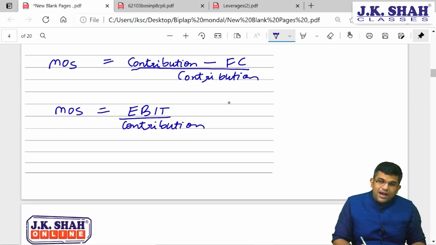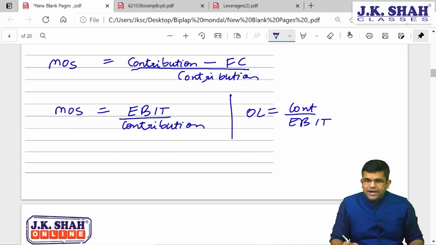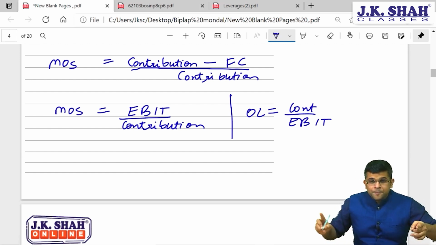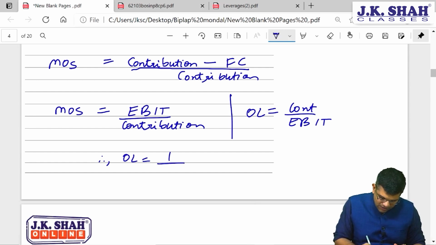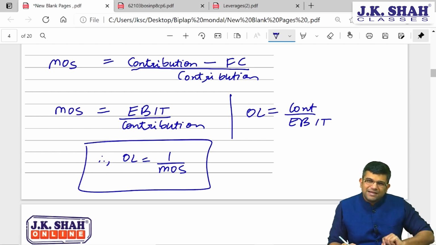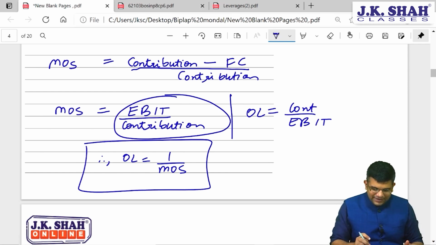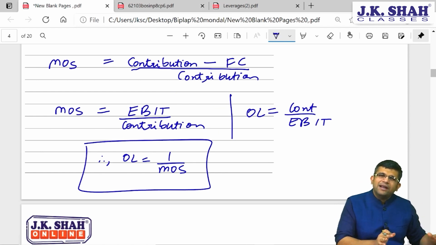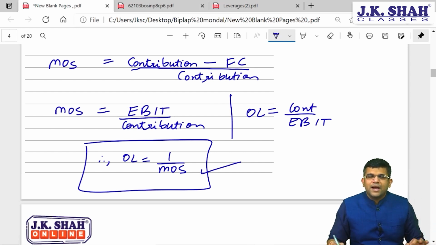Now children, I hope you understand that the operating leverage formula was contribution upon EBIT, right? MOS is EBIT upon contribution. Can I say therefore your operating leverage will be the reciprocal of margin of safety? Everybody clear? If we take a reciprocal of this, what we get is the operating leverage. So the end conclusion of this entire discussion is this formula. I hope you understood it.